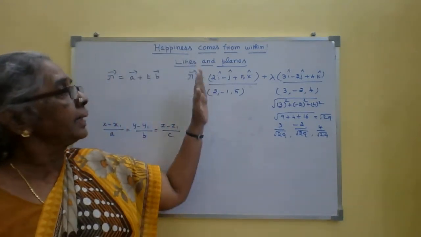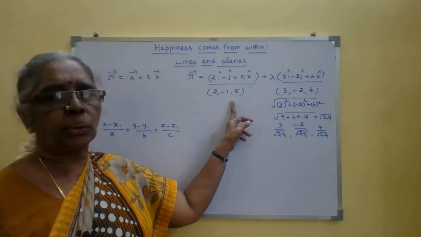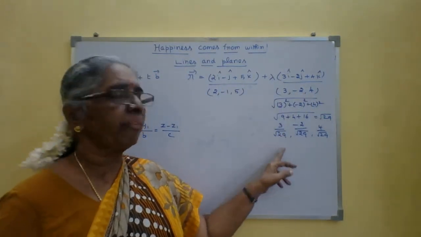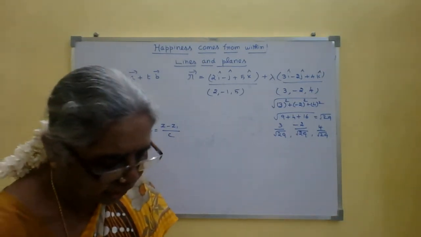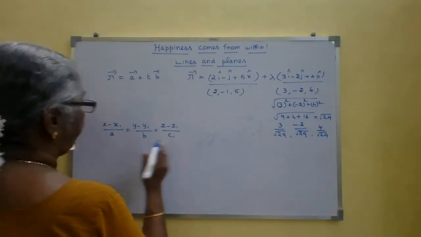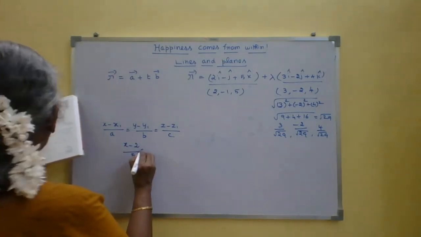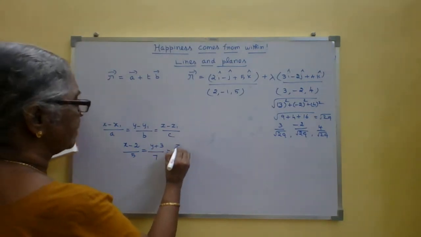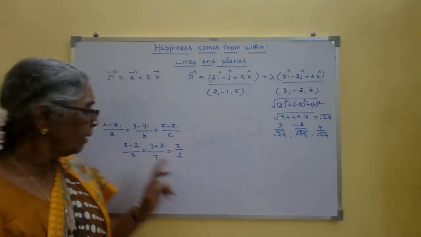So, when your equation is given in the vector form, you can find out the point through which it passes, you can find the direction ratios and you can find the direction cosines. Now, let us come to the Cartesian form and let me take one example. I will take (x minus 2) by 5 is equal to (y plus 3) by 7 is equal to z by 2. Here, you have to compare it.